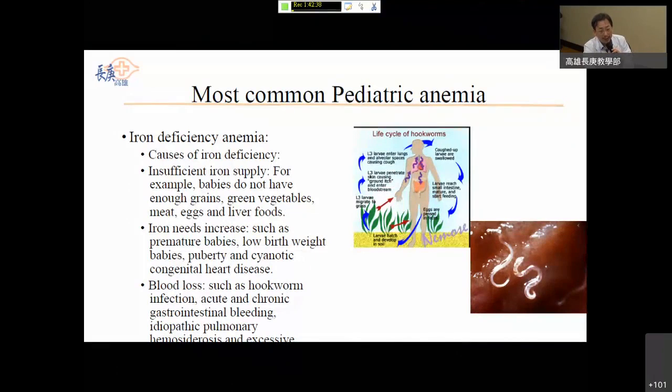and the ova, the egg, will be incubated in the GI tract and then become larva. Larva is the baby of hookworm. The baby of hookworm will just live in the GI tract of the farmer and suck the blood from the GI tract. And it will cause the farmer chronic blood loss and cause anemia, okay?